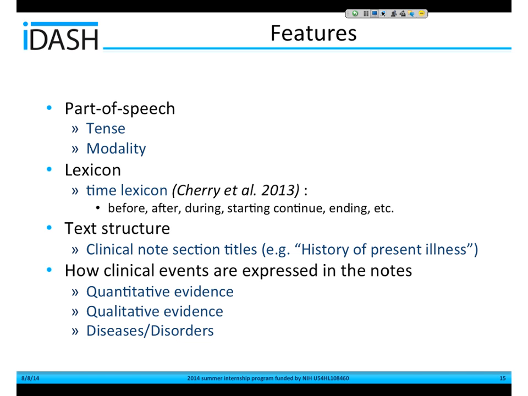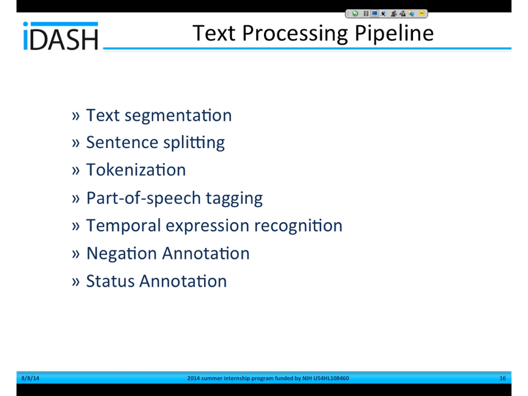And also, I will utilize the text structure, such as the clinical note section titles. Also, we'll use how the clinical events are expressed in the notes, like quantitative evidence, or it could be qualitative evidence, or some diagnosis of diseases or disorders. Next, I will use this processing pipeline to generate the features I mentioned above.